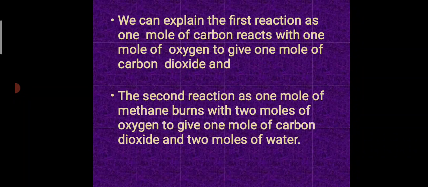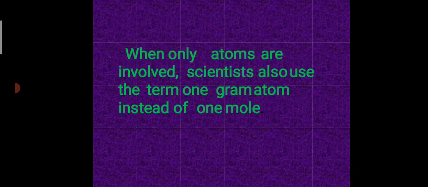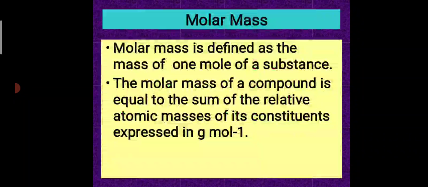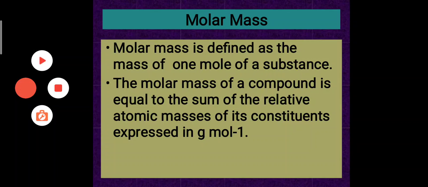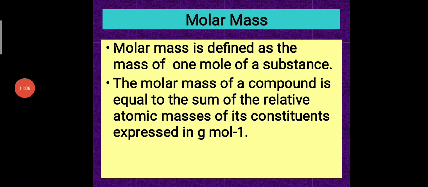We can easily multiply whatever it is. The second reaction: 1 mole of methane burns with 2 moles of oxygen to give 1 mole of carbon dioxide and 2 moles of water. When only atoms are involved, scientists also use the term 1 gram atom instead of 1 mole. Moving on to the next concept, molar mass.